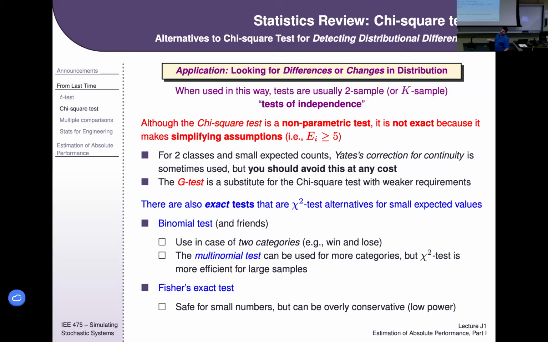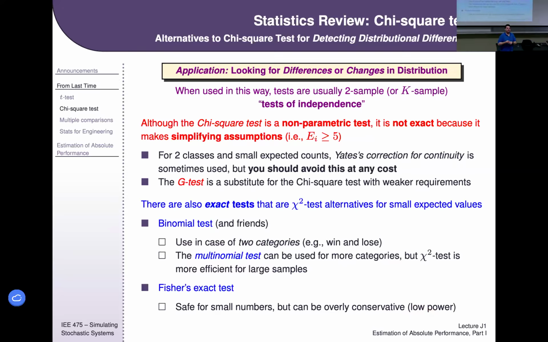So if you really need a weaker requirement for a chi-squared, the G test is an option. There are these exact tests which don't make any assumptions, and so they are often alternatives to the chi-squared. So a binomial test, I kind of hinted at that already. If you have more than two bins, there's a so-called multinomial test, which is like a chi-squared test, but with no assumptions. But the chi-squared test is more efficient for large samples. And that's why you still use the chi-squared test. There's something called Fisher's exact test, but it can be very low power. So there are all these trade-offs. So there are reasons why you select these things based on the assumptions you can make about your data.